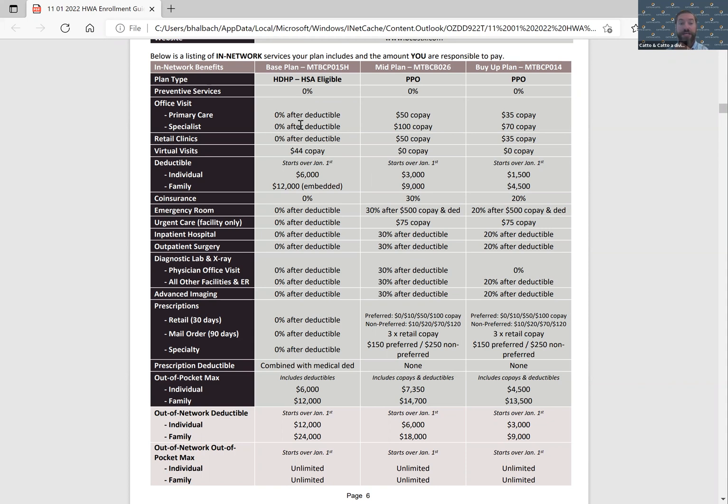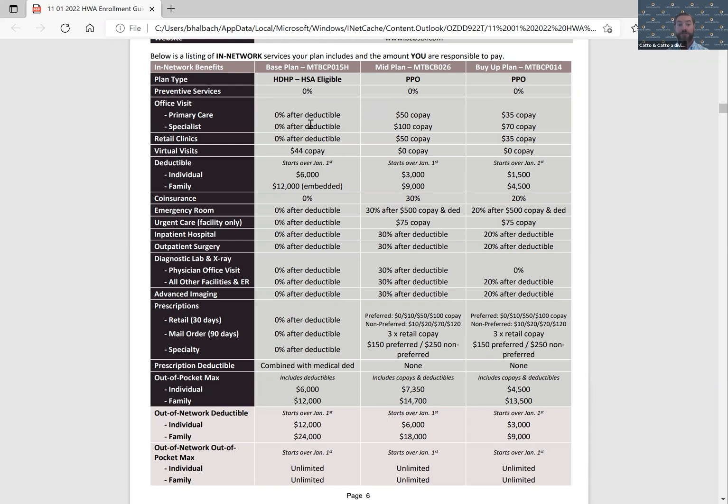The HSA, when you go to get your preventative services, functions the exact same way as the mid and the buy-up plan. So those are your annual physicals, mammograms, pap smears, preventative colonoscopies if you're over 50, childhood immunizations, things like that. So those are all $0 to you, no matter which plan you're on.